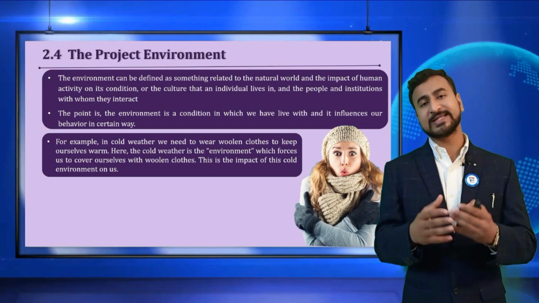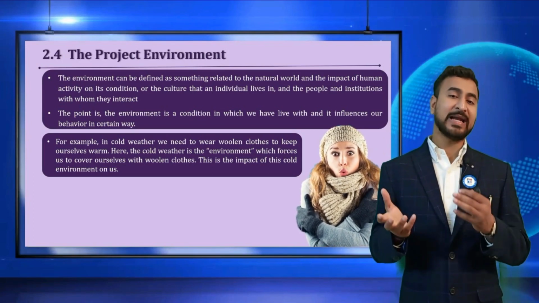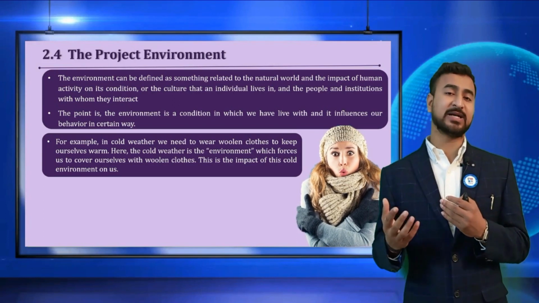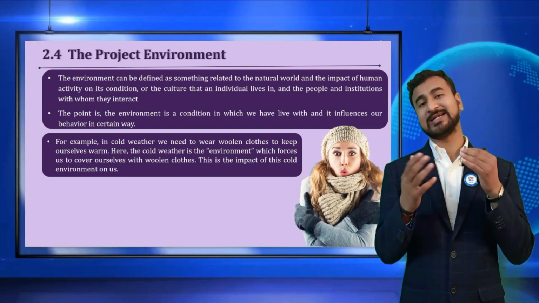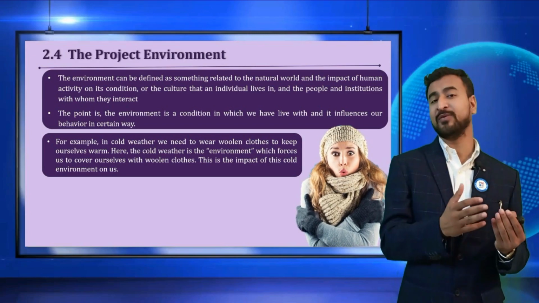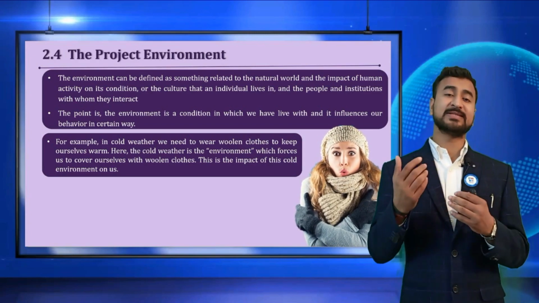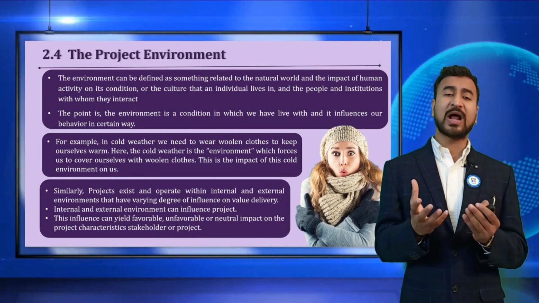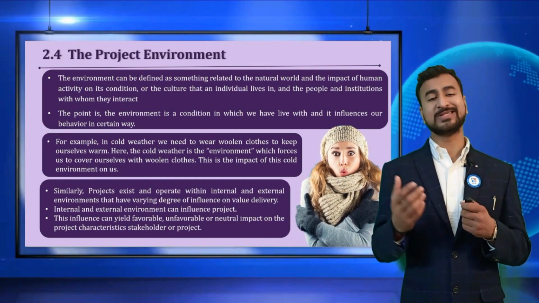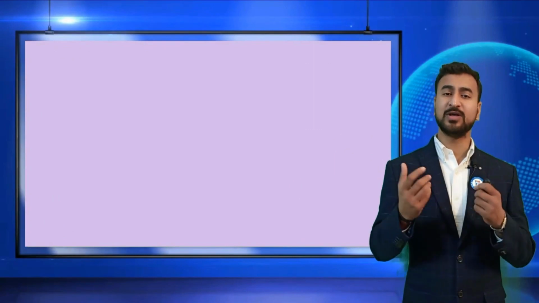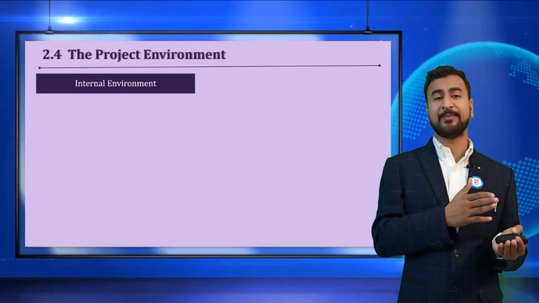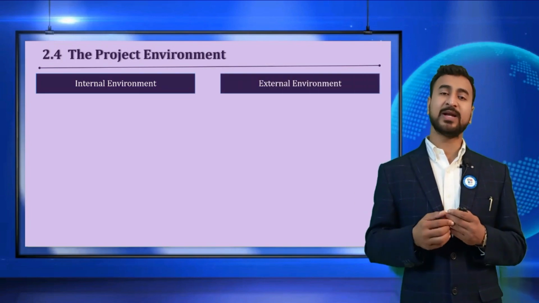Similarly, projects happen in an environment, and that environment could be different, like internal environment and external environment, and it is not necessarily always favorable. Sometimes it's favorable, sometimes it's not favorable, and sometimes it's neutral. So let's discuss what the project environment is and how it influences the project deliverables. The project environment is of two types: internal environment and external environment.